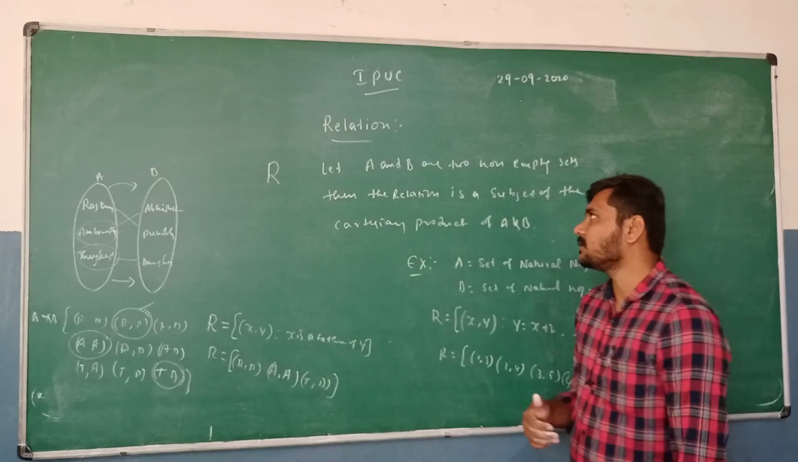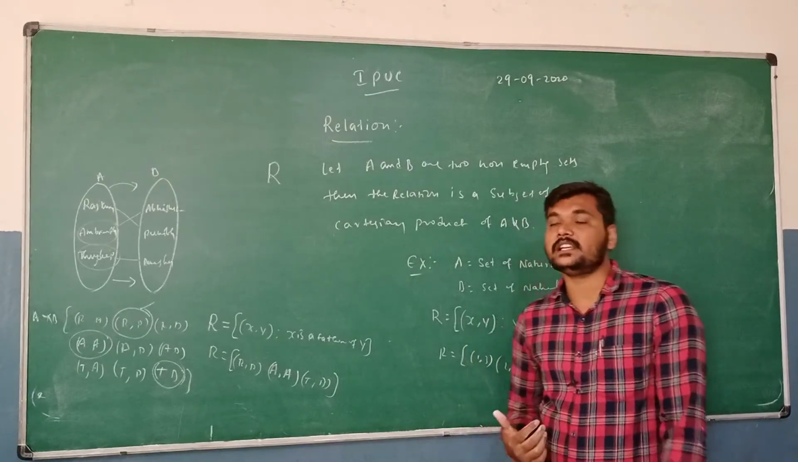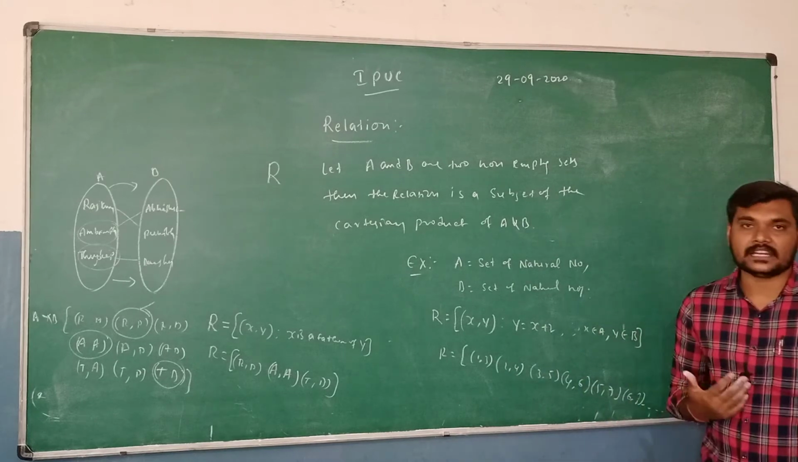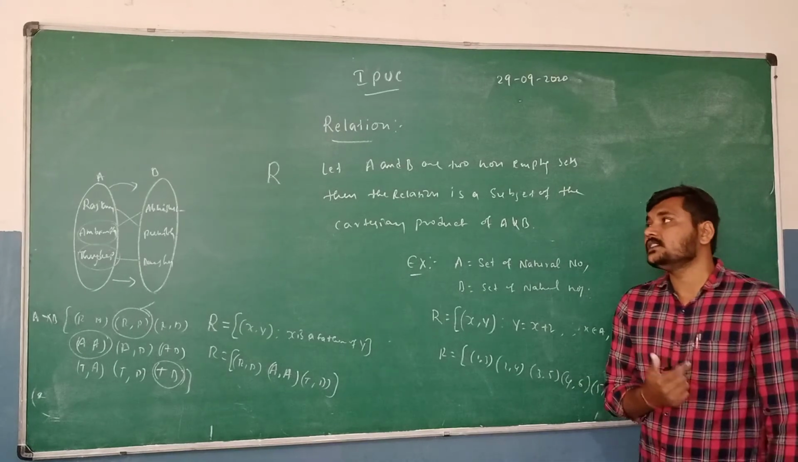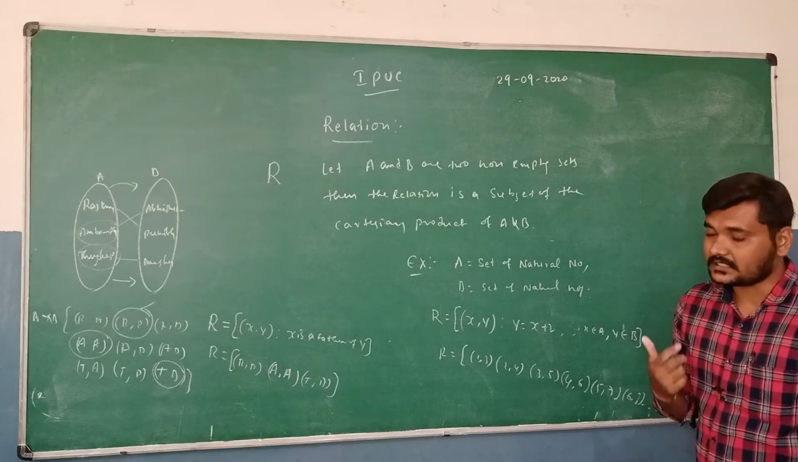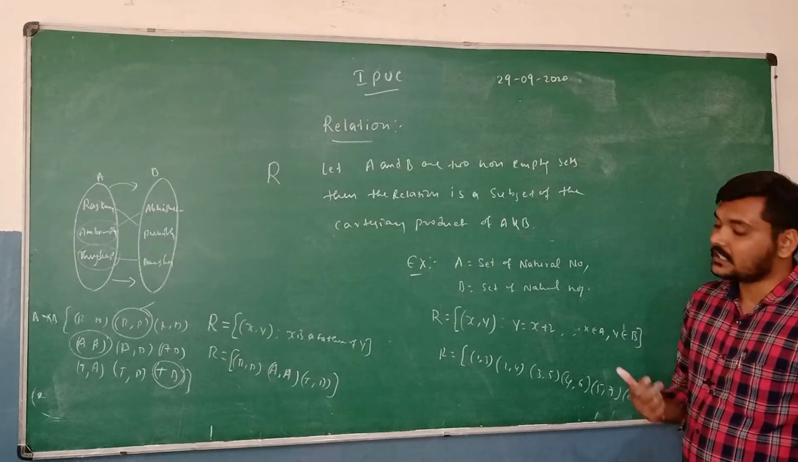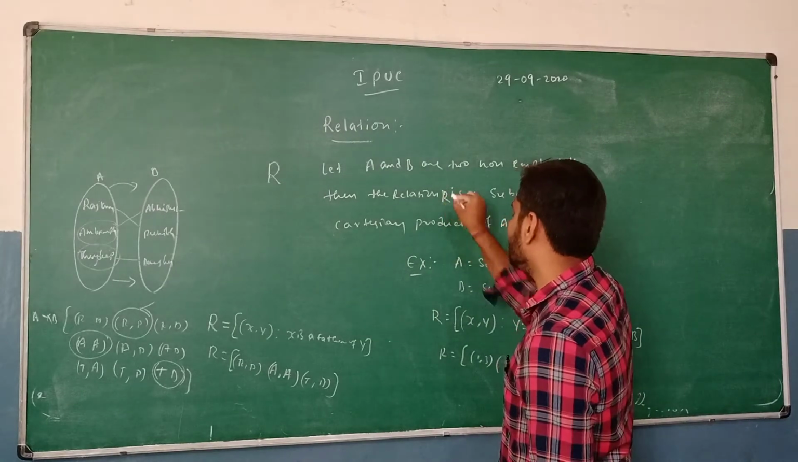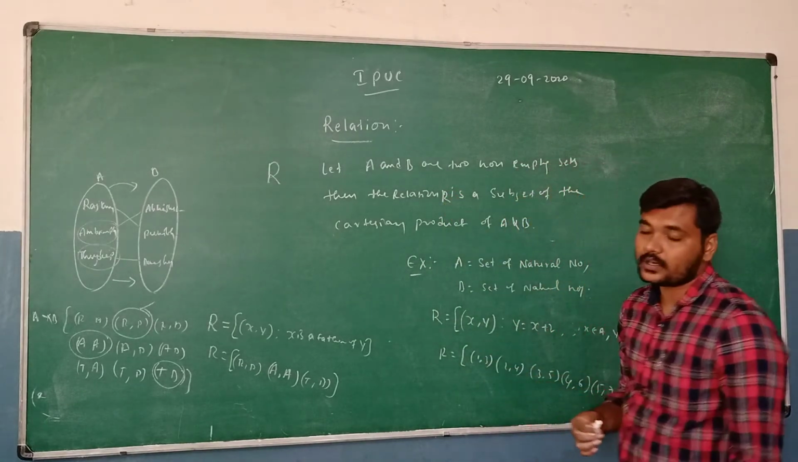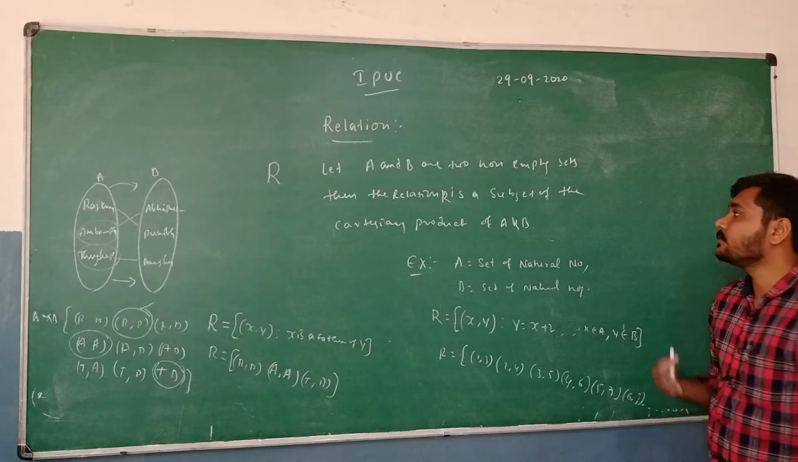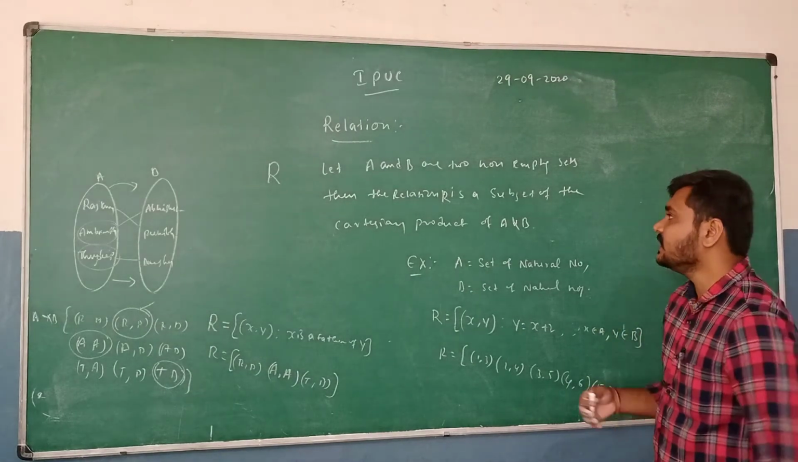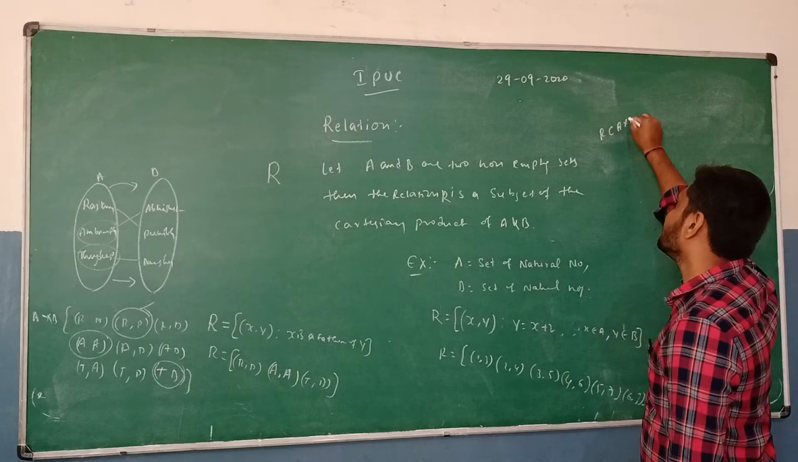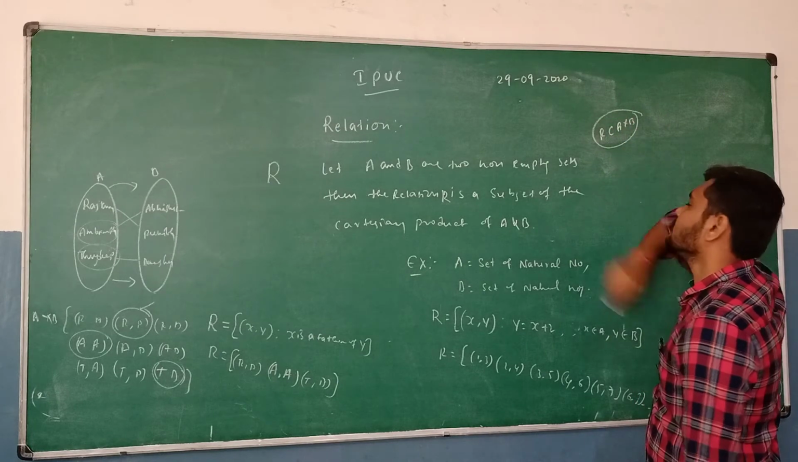So to understand the basics, the basic definition of relation says that A and B are two non-empty sets. When we have a relation R, capital letter R, it is a subset of the Cartesian product A cross B. So we can say R is a subset of A cross B. This is how we can state the concept.